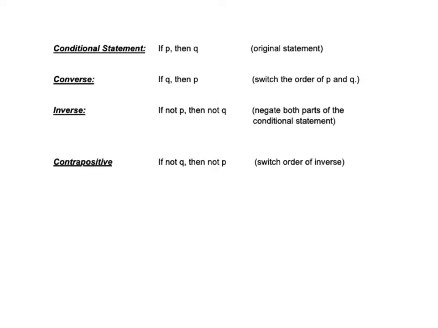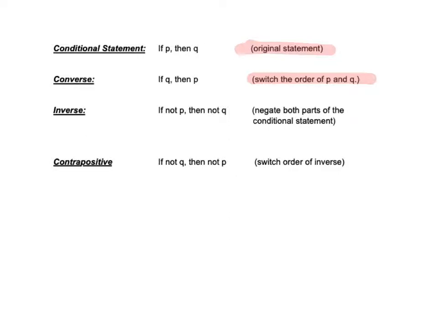Okay, so now here's some new vocabulary for you. We have the conditional statement, which is just that basic if-then statement that we've already talked about. So the conditional statement is just the original statement, if P, then Q. Now we have the converse. The converse says if Q, then P. All that the converse does is it switches the order of P and Q. We'll look at these examples in words, which will help you make more sense of it in just a second.